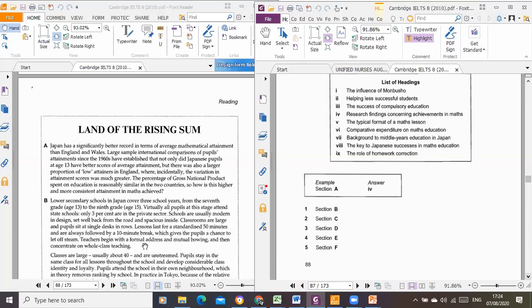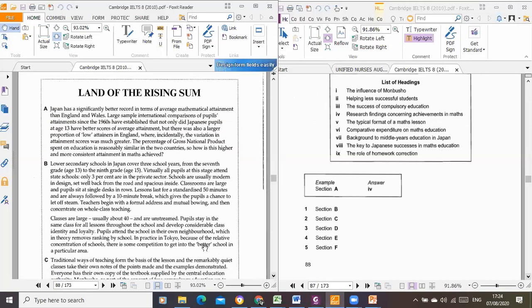We talked about teachers beginning with a formal address and mutual bowing and then concentrating on the whole, blah, blah, blah. Then let's see the last thing. In practice in Tokyo, because of the relative concentration of schools, there is some competition to get into a better school in a particular area. So the major point here is that this passage is talking about the lower secondary school in Japan, okay? And this provides more understanding that they attend state schools, blah, blah, blah. How does the classroom look like? Okay, these are answers to an overview of what the lower secondary school in Japan looks like, if you agree with me. Then what do they do in the classes? That is what the teacher does.